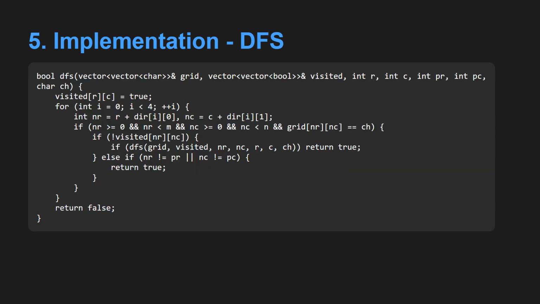Next, let's look at the recursive DFS function. We mark the current cell as visited. Then, we iterate through the 4 possible directions. For each valid adjacent cell that has the same character, we check if it is already visited. If it is unvisited, we recursively call DFS on it. If it is already visited, and its coordinates are not equal to our parent coordinates, it means we have closed a cycle, so we return true.